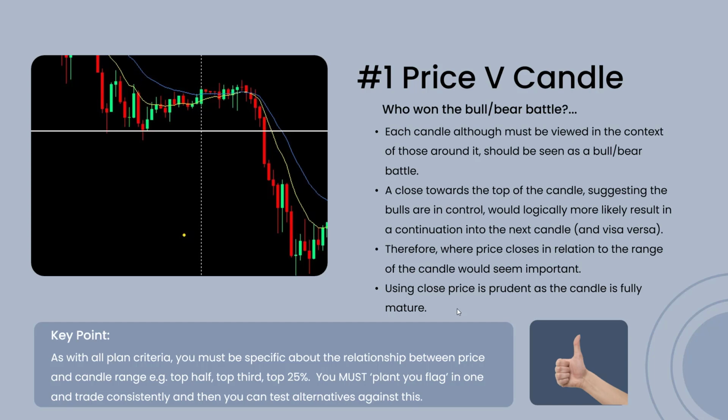So the key point from this is, as with all plan criteria, you must be specific about the relationship between the price and the candle range. So as I've suggested, top half, top third, top 25%, you must plant your flag in one and then trade it consistently. And ultimately, when you've got a critical mass of trades, then you can start to test alternatives against it.